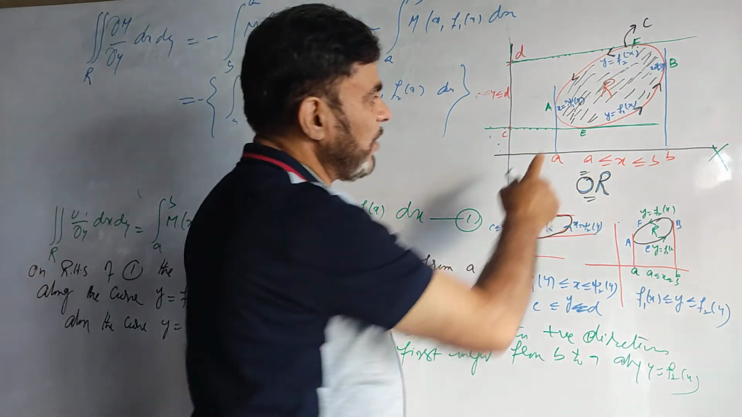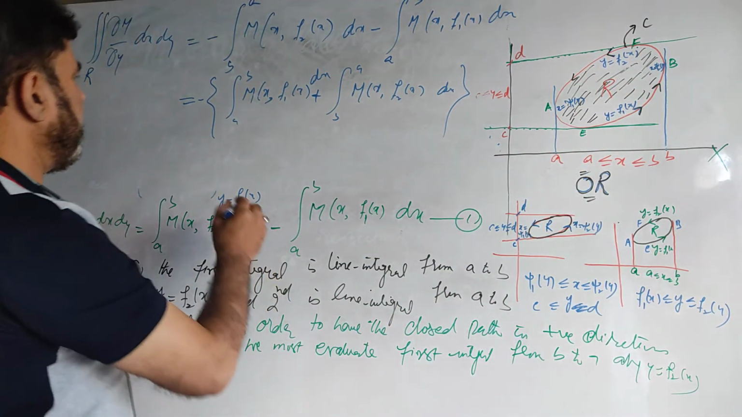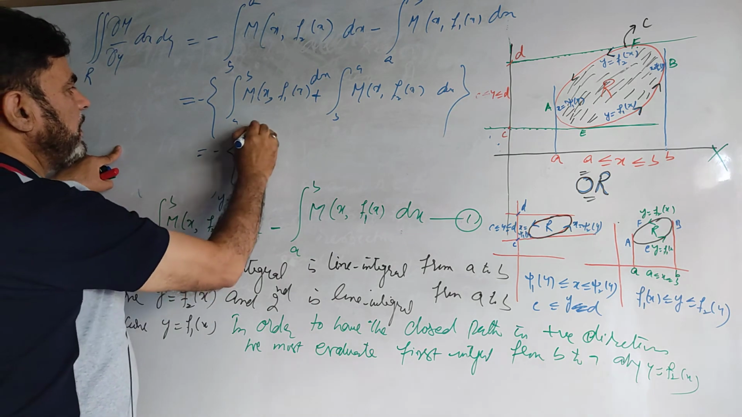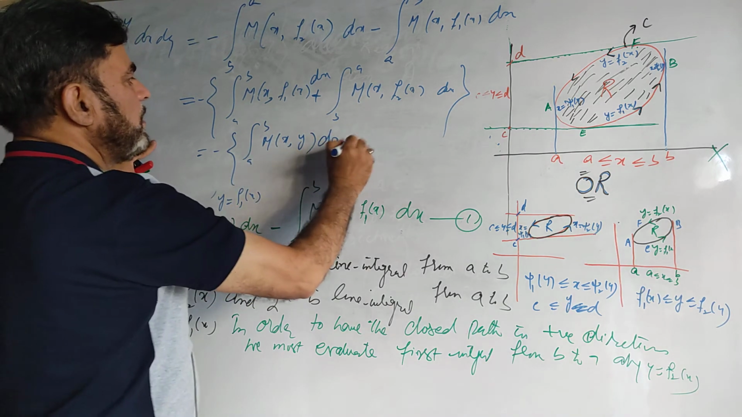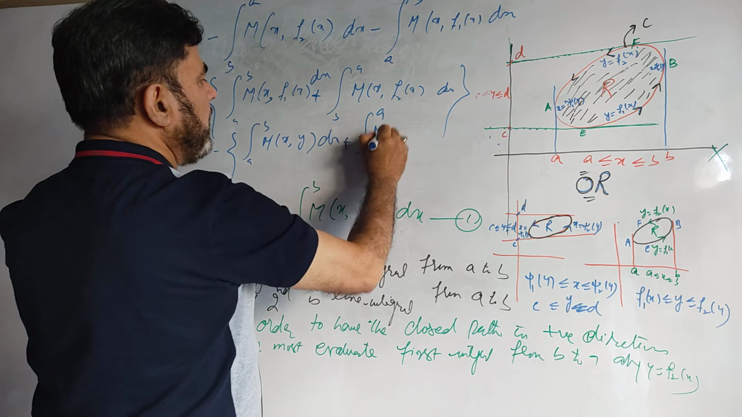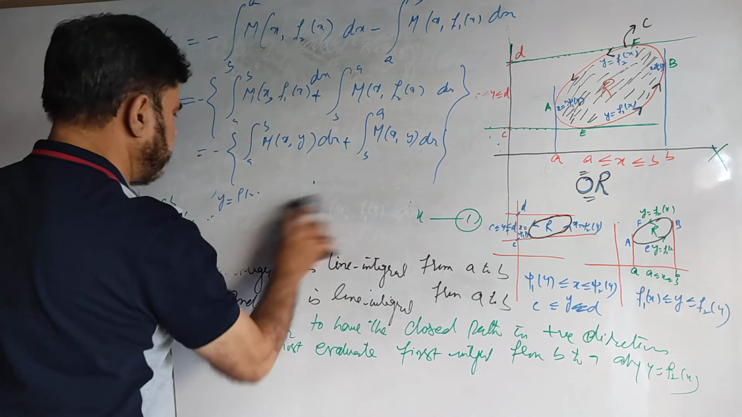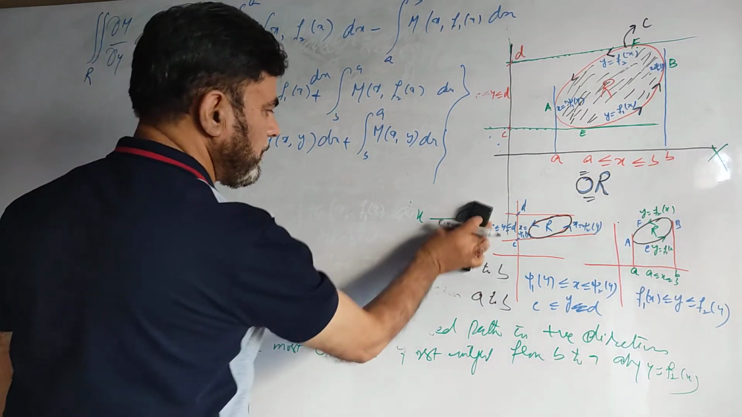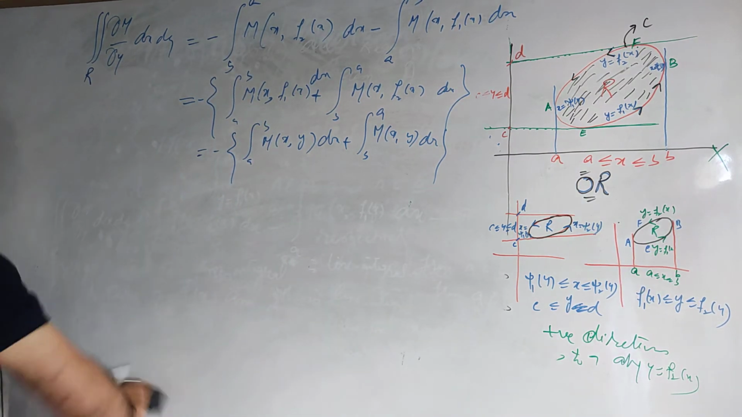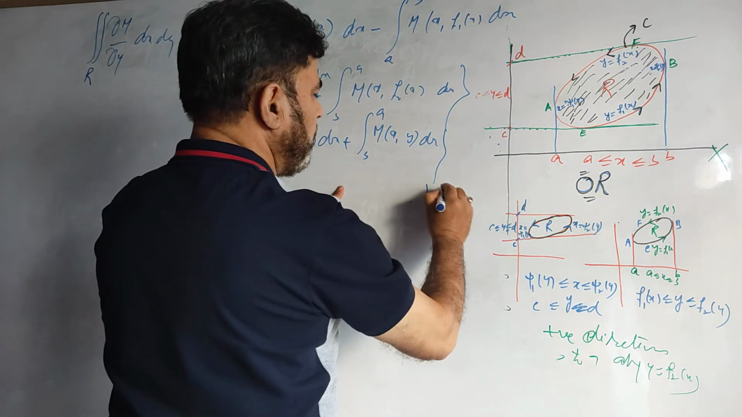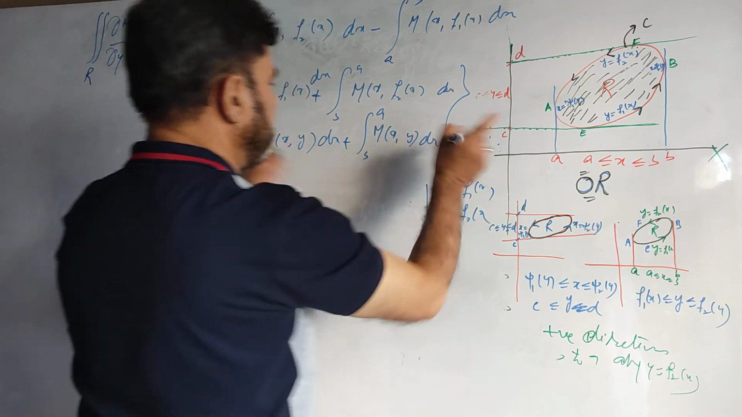Now you are integrating along the boundary, along the path. This is the line integral. You can also write this in this way: minus integral a to b M(x,y) dx plus integral b to a M(x,y) dx, because in both cases you have y equal to f1(x) and in the upper case y equal to f2(x). You can replace y by x.